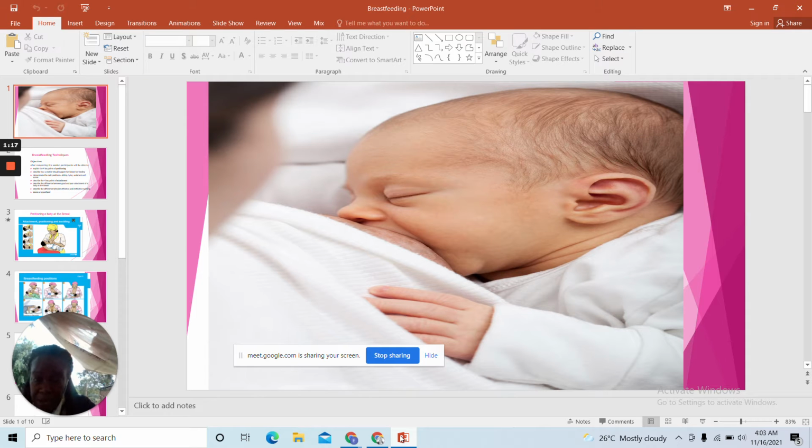On your screen, I believe we can all see a baby who is breastfeeding, and I think the baby is really enjoying the breast milk, seeing the way he has even closed his eyes and is suckling deeply.